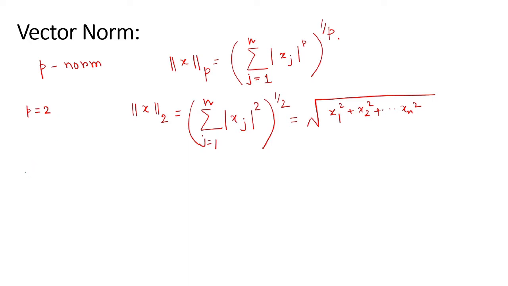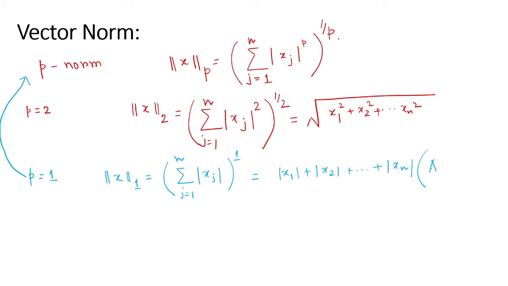Good. Now let's talk about p equals to 1. If we put p equals to 1 in this p norm equation, we get the summation j equals 1 to n of mod of xj to the power 1, all to the power 1 by 1, which is basically 1. So it is mod of x1 plus mod of x2 up to mod of xn. This norm is called the absolute value norm.